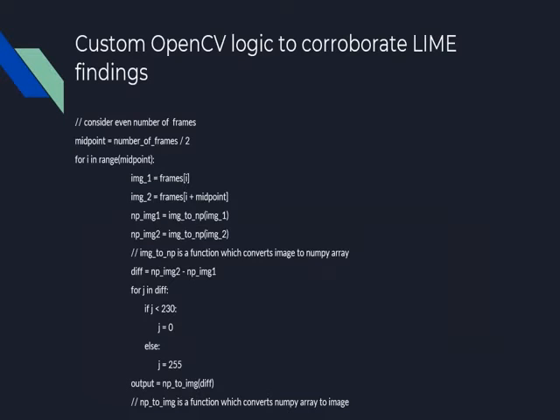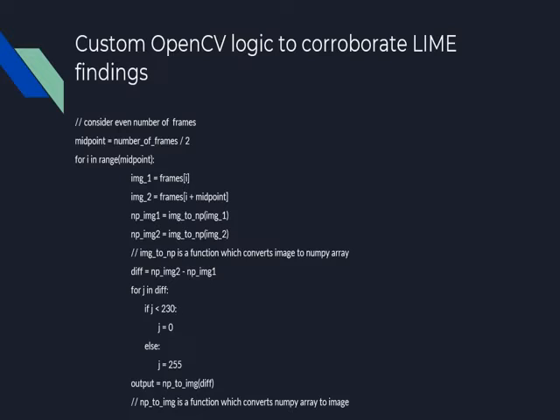Now the thing is, we actually used artificial intelligence to support our previous artificial intelligence model. So what we thought is, why not get another algorithm? Why not just find out how accurate our AI model actually is and how accurate our XAI model actually is? So this is an OpenCV logic that we wrote. This is a novel algorithm. We haven't copied it or anything.